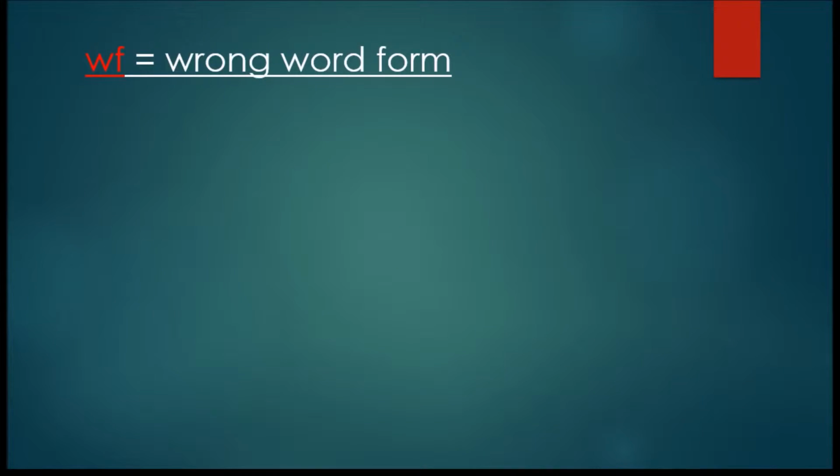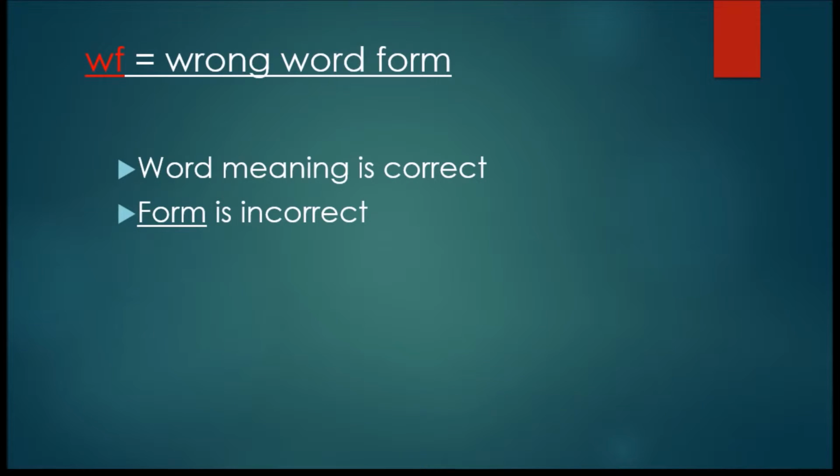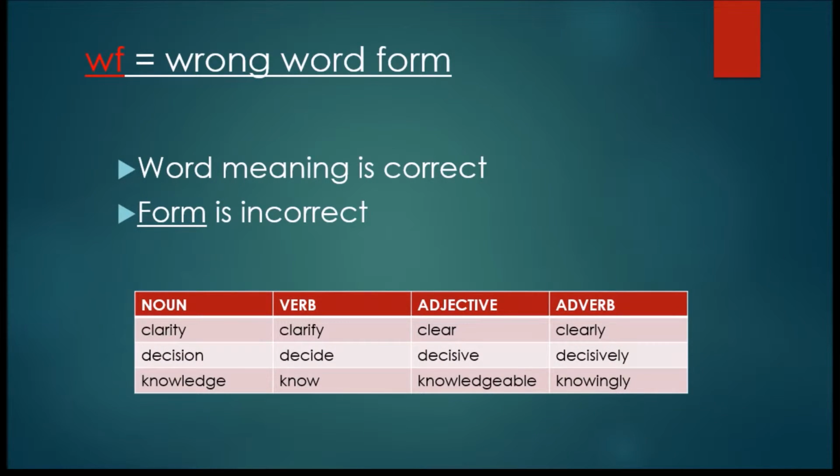Okay, so wrong word form means that the root word may be correct, so the word meaning is correct, but the form is incorrect. And this refers to the parts of speech. Form is noun, verb, adjective, adverb, etc. So if you see WF written above a word in your writing, it means that you've perhaps used a noun where you're supposed to use a verb, where you've used an adjective instead of an adverb instead of a verb, whatever.